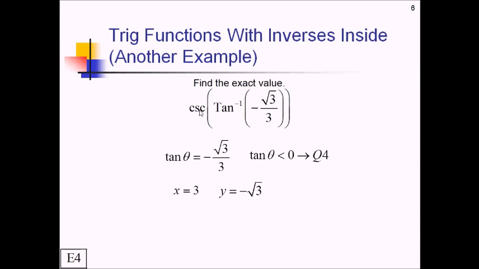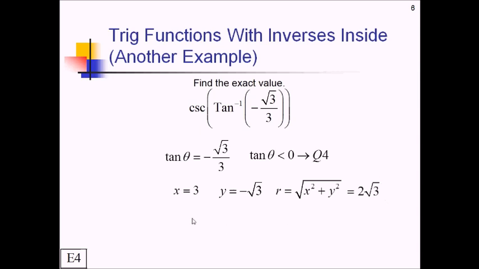the reciprocal of sine. So to find that, we'll use the Pythagorean theorem. We have 3 squared plus radical 3 squared. That's going to be 9 plus 3, square root of 12. And the radius is always positive. And 12 we can simplify to 2 root 3, because you can split 12 up into radical 4 times radical 3. All right, very good.